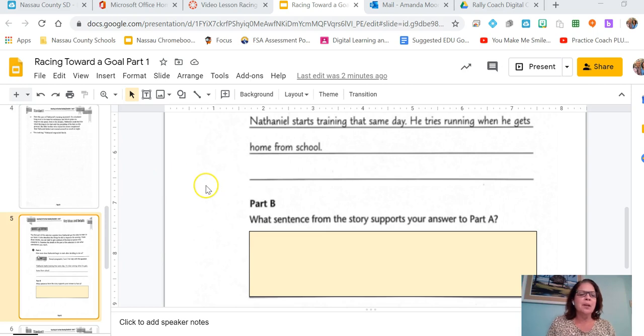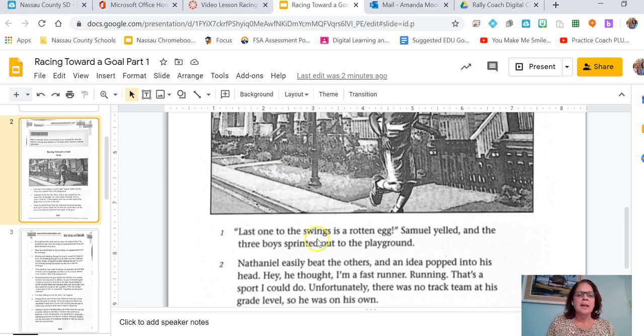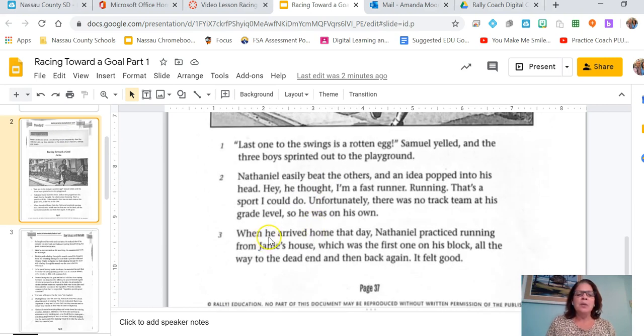So we're going to go back to paragraph 3. And when he arrived home that day, Nathaniel practiced running from Janie's house, which was the first one on his block, all the way to the dead end and then back again. That is the evidence that we are going to cite. So when we cite text evidence, you have to type it word for word, which means we're going to have to go back and forth on this.